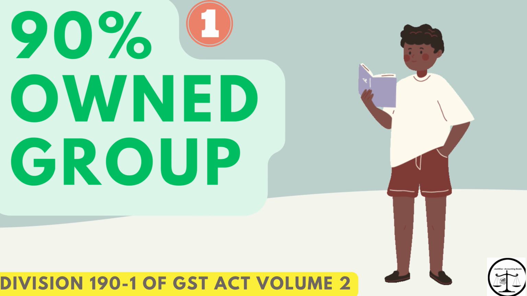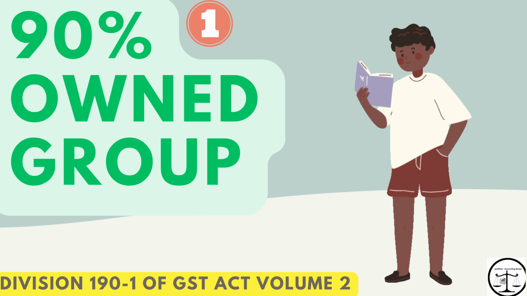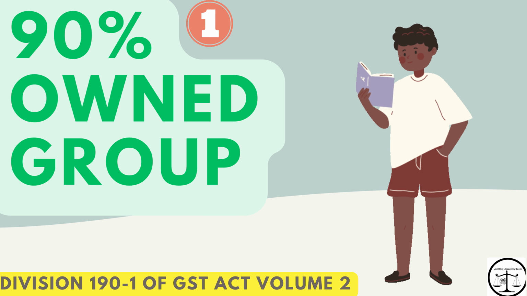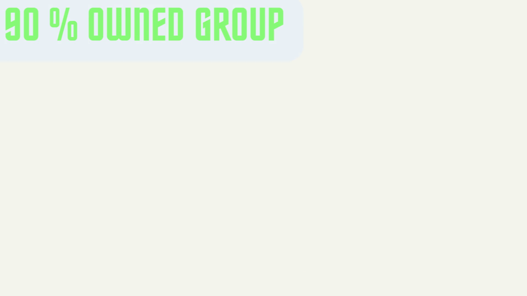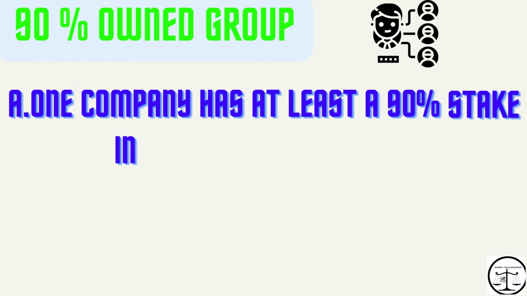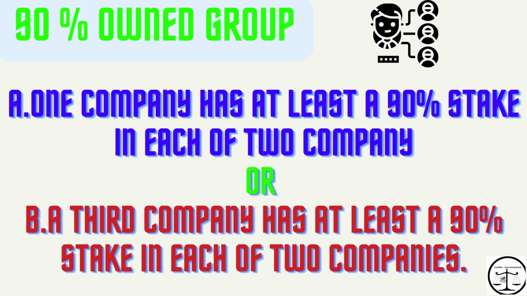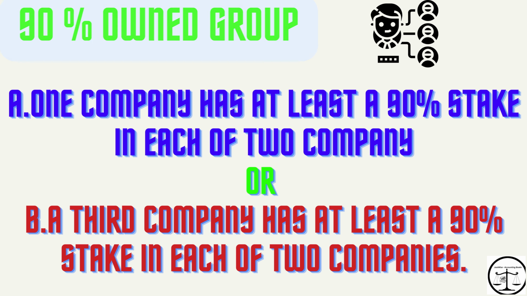You can find the meaning of 90% owned group in Division 190-1 of GST Act Volume 2. For GST purposes, 2 companies are considered members of the same 90% owned group if A. One company has at least a 90% stake in each of the 2 companies, or B. A third company has at least a 90% stake in each of the 2 companies.